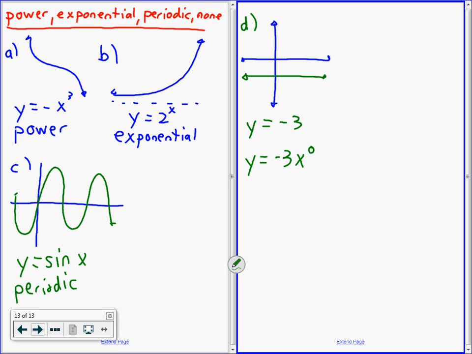Letter E. You guys haven't seen this one ever yet? It looks something like this. This is going to be what they call a logarithmic function. So this is going to be none. Okay? You haven't seen that one yet, so that's called logarithmic. Number F you have seen though.